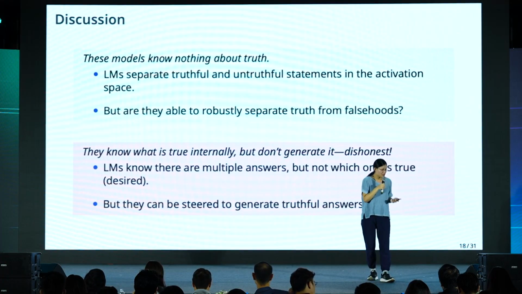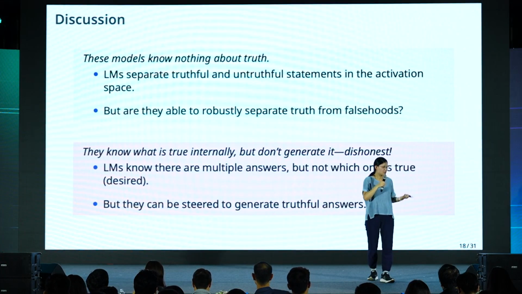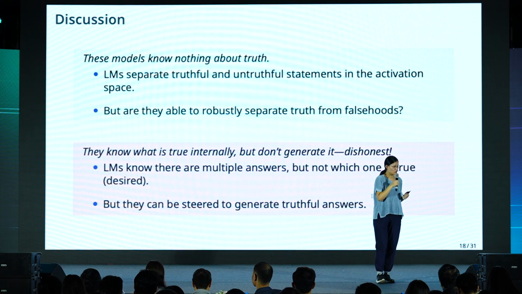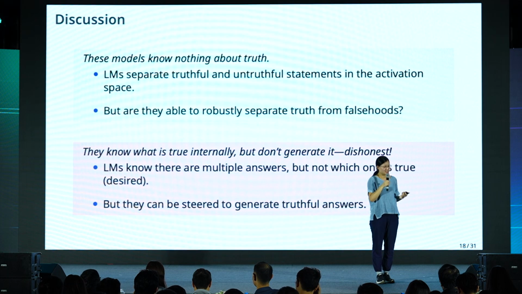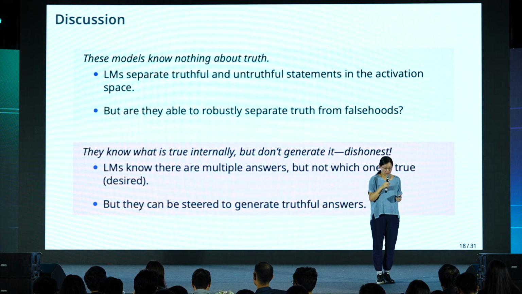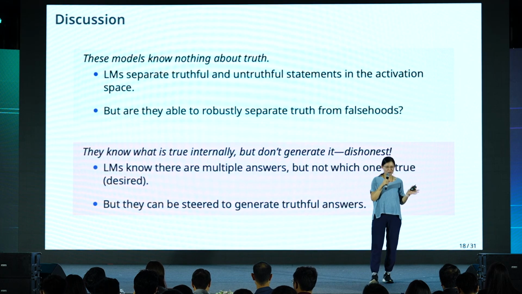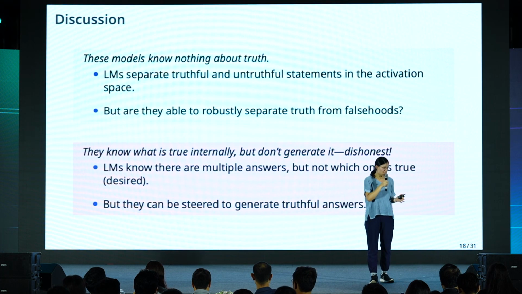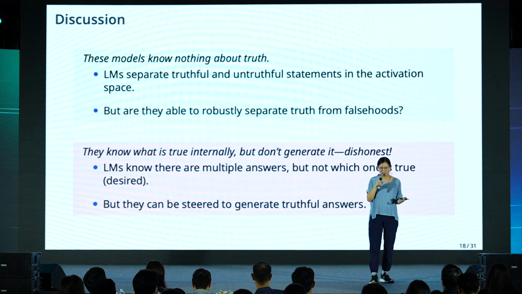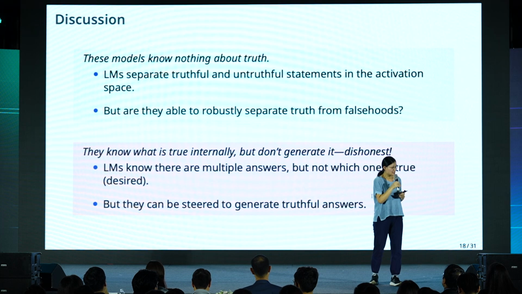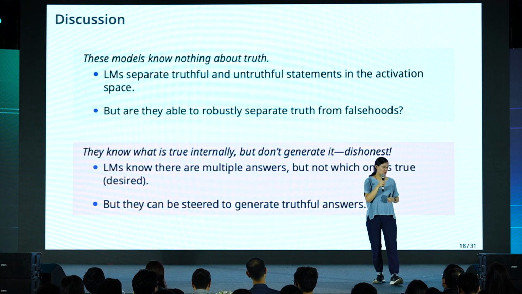And as for the second argument, from the safety perspective, which says that the model knows what is true internally, but it doesn't generate it, and that's why the model is dishonest. We can see this is also not an accurate description, because what we see is that this model knows that there are multiple answers or multiple clusters of answers, but it doesn't really know which one is the truth. That's why we need this additional alignment process to steer the model towards the truthful answers.